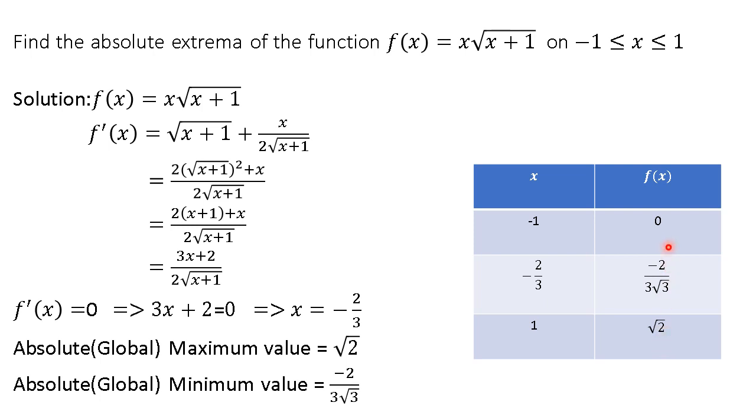Out of these three values, 0, minus 2 by 3 root 3 and root 2, which is the maximum value? Here root 2 is the maximum value, therefore the absolute maximum value is root 2. Out of these three values, which is the minimum value? Here don't take 0, because a negative sign is there. Therefore minus 2 divided by 3 root 3 is the minimum value, therefore the absolute minimum value is minus 2 divided by 3 root 3.